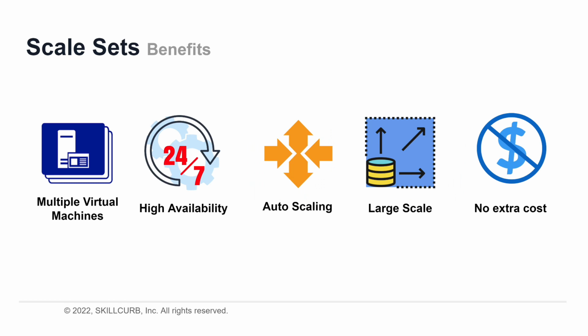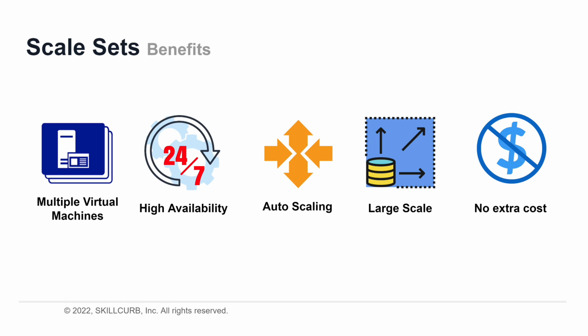There are a number of benefits associated with using scale sets. Having multiple virtual machines is one of them. It is simple to manage multiple identical virtual machines using a load balancer. Scale sets also provide high availability. If one VM fails or stops, the others in the scale set will keep working.